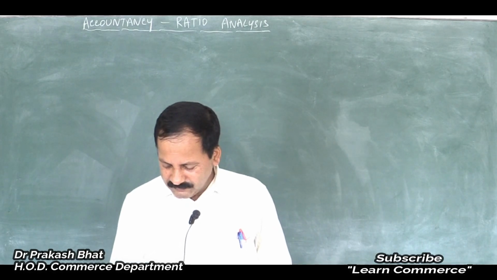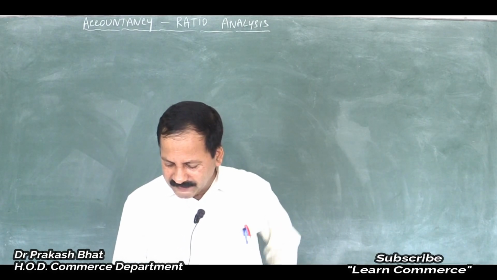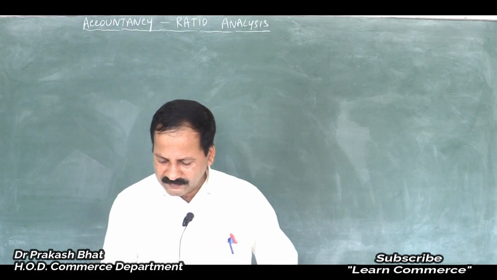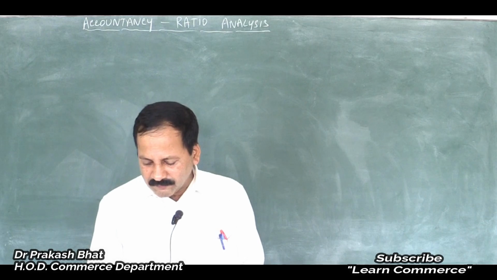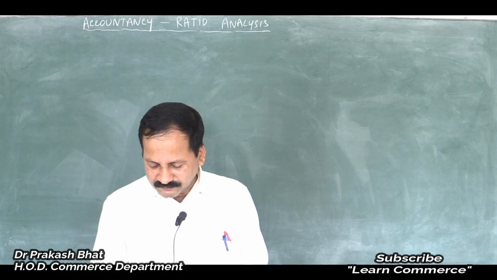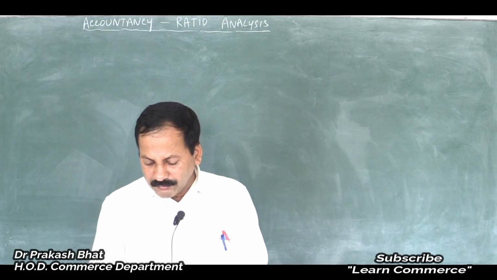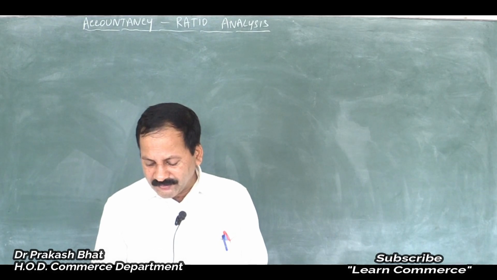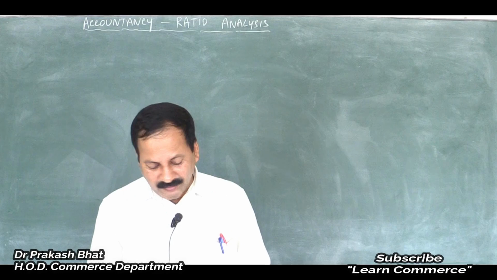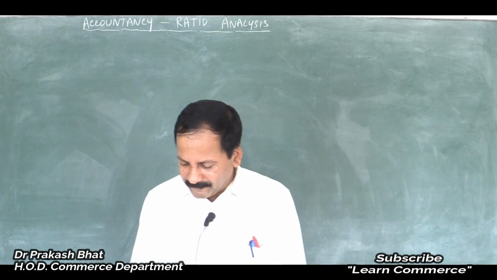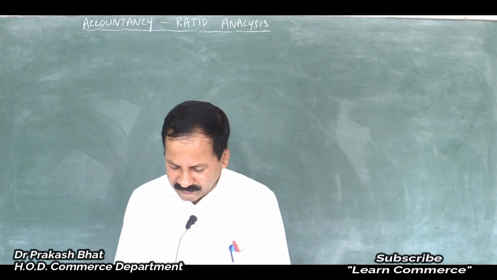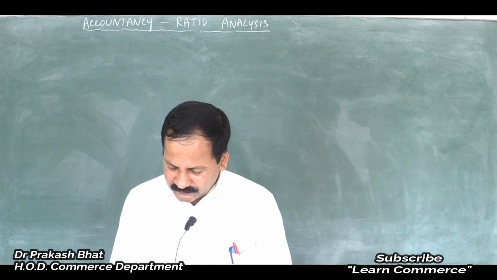Now let us take up what is asked in the problem. You are required to calculate stock turnover ratio, trade receivable turnover ratio, trade payable turnover ratio, gross profit ratio, operating ratio and net profit ratio. These are the ratios that are asked in the problem. Am I correct? Yes.